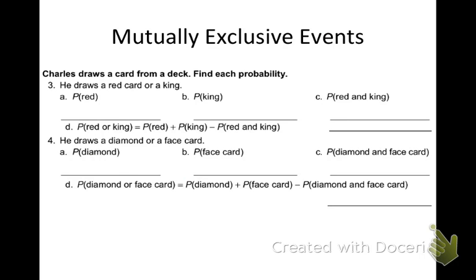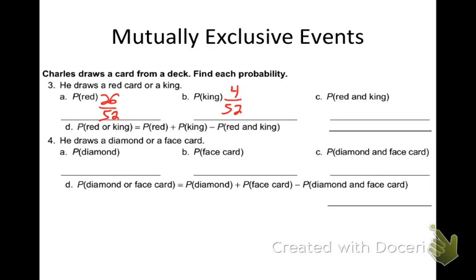So let's look at number 3. Charles draws a card from a deck. Find each probability. He draws a red card or a king. Well, how many red cards are in the deck? Half the deck, so that is 26 out of 52 red cards. Because if they're not red, they're black, right? How many kings are there? What's the probability of grabbing a king? 1/13 or 4 out of 52? I'm gonna keep it with the big one right now, just because it's gonna make it easier at the end.